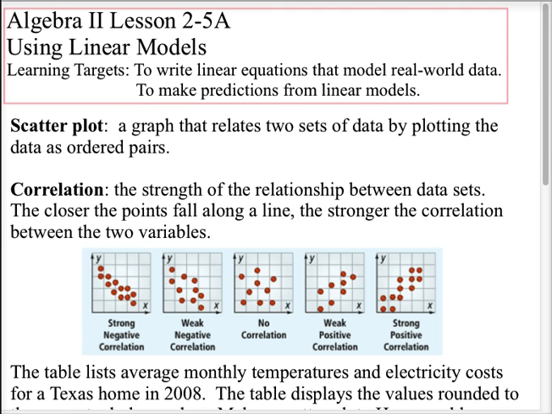I know you've seen scatter plots back in probability and statistics, but it's a nice review from those couple years ago when you saw them the first time. So review, a scatter plot is a graph that relates two sets of data by plotting the data as ordered pairs. Then the correlation is the strength of that relationship between the data sets. The closer the points fall along a line, the stronger the correlation between the two variables.